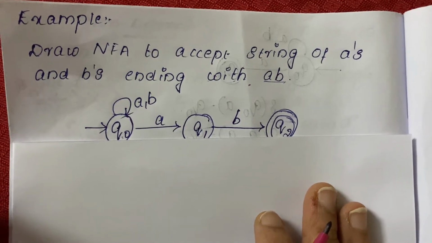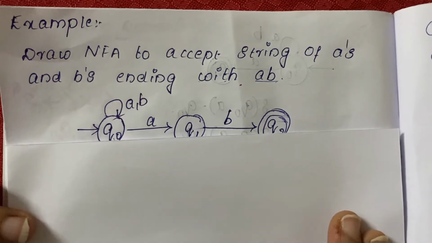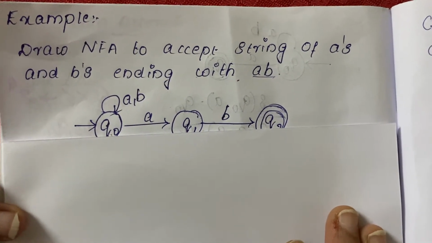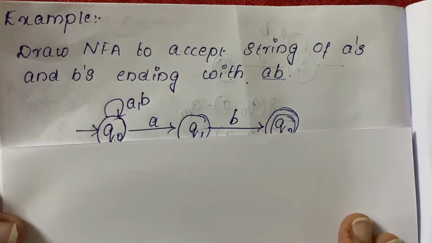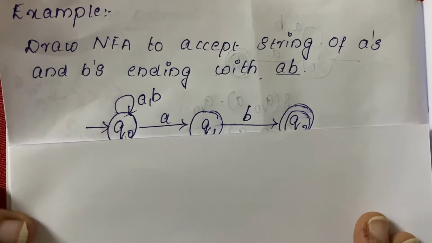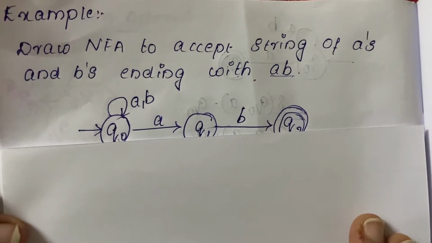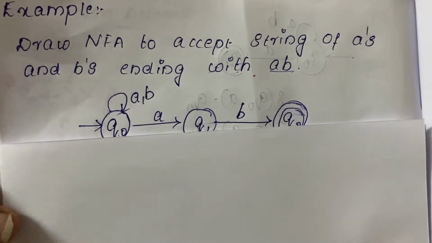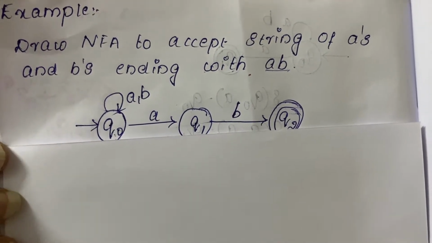Hello everyone. In this video we are going to discuss an example for NFA, how to construct an NFA. In my previous video I clearly explained what a non-deterministic finite automata or NFA is, its mathematical representation, and with a simple example I gave you the transition diagram and transition table. So let us see in detail how we can construct an NFA with an example.